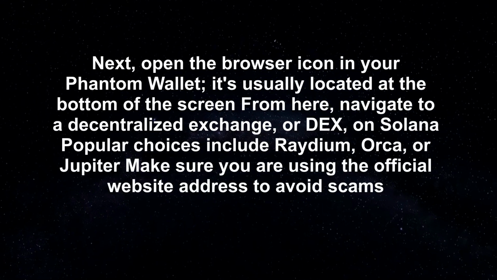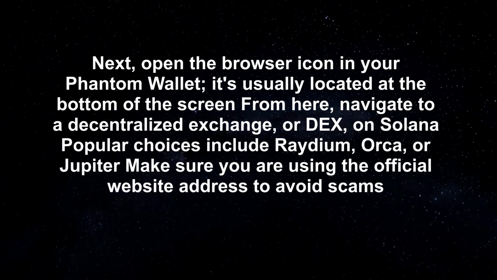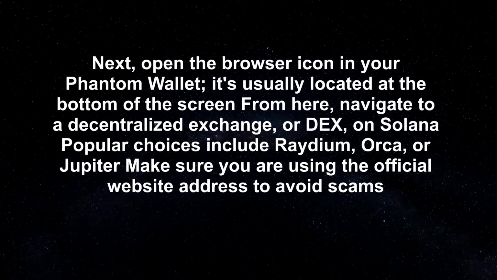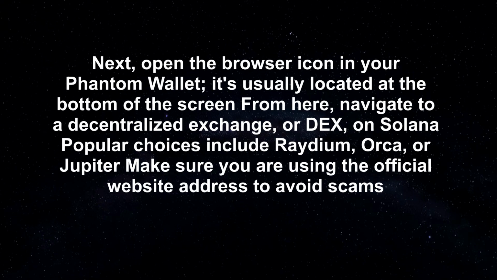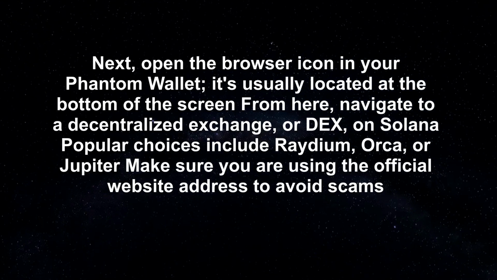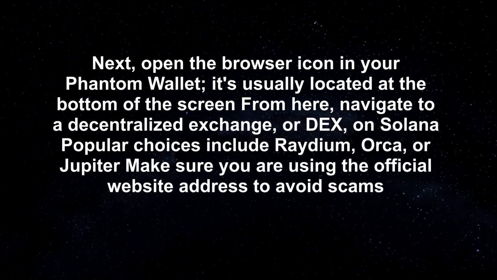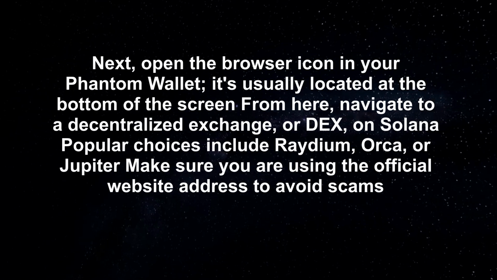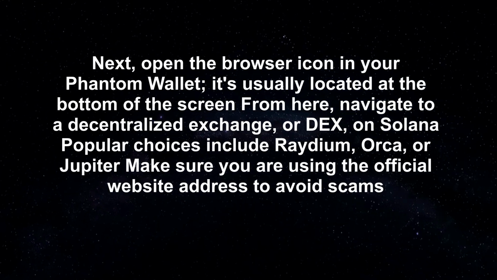Next, open the browser icon in your Phantom wallet. It's usually located at the bottom of the screen. From here, navigate to a decentralized exchange or DEX. On Solana, popular choices include Raydium, Orca, or Jupiter. Make sure you are using the official website address to avoid scams.